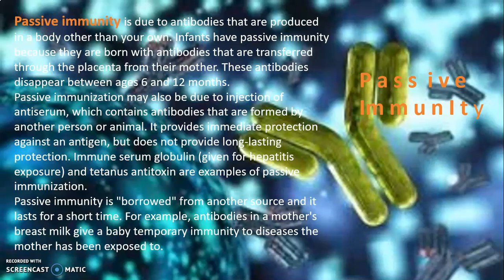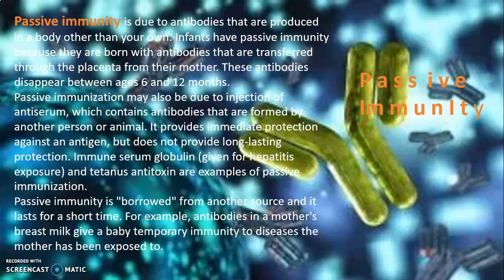Passive immunization may also be due to injection of antiserum, which contains antibodies made by another person or animals. It provides immediate protection against the antigen, but does not provide long-lasting protection. Immune serum globulin given for hepatitis exposure and tetanus antitoxin are examples of passive immunization.